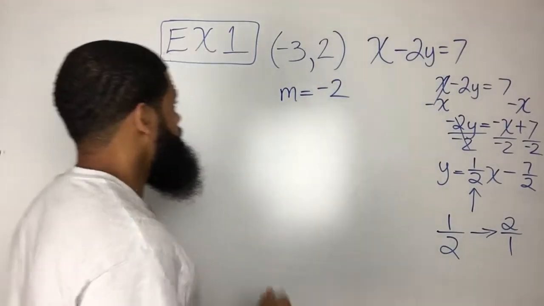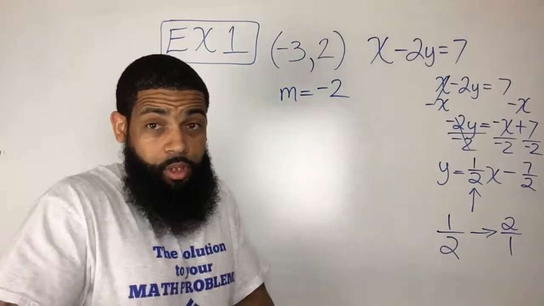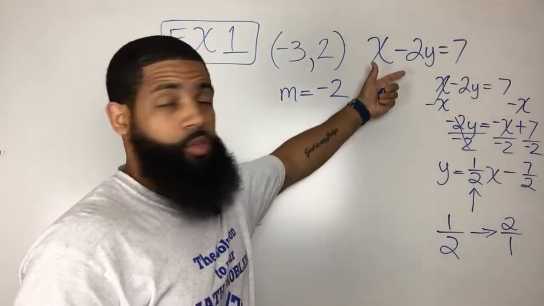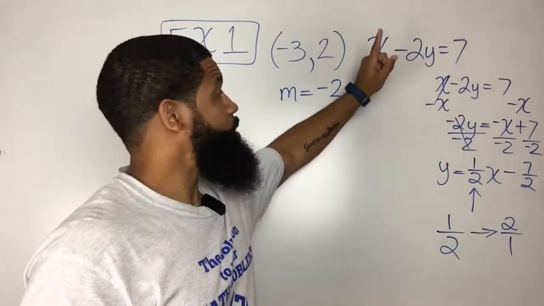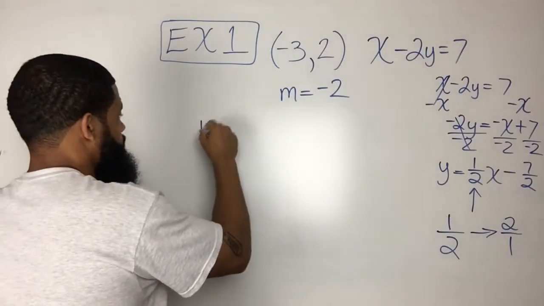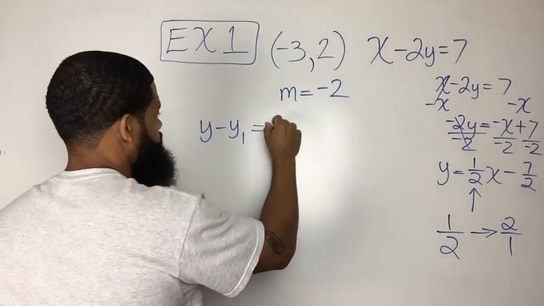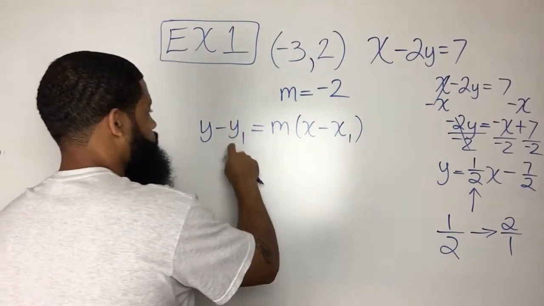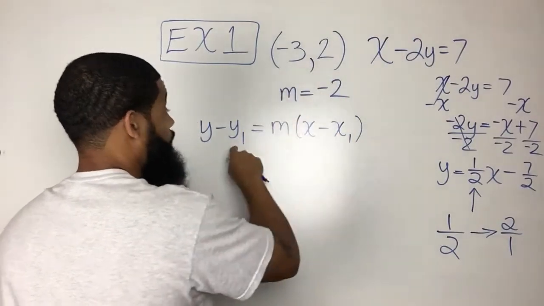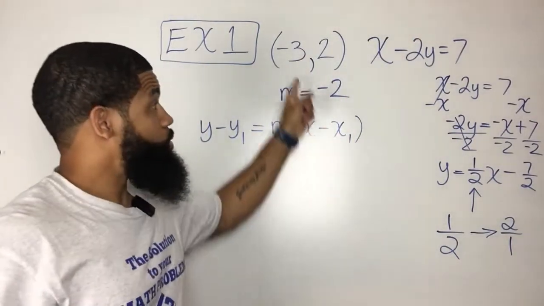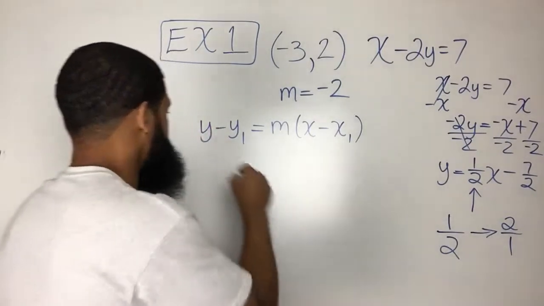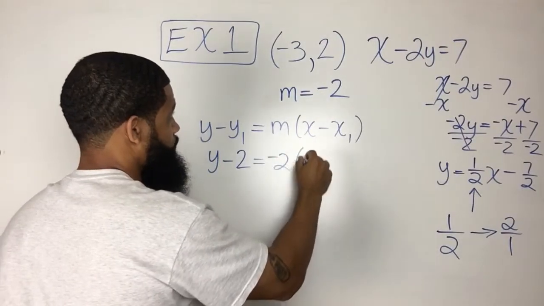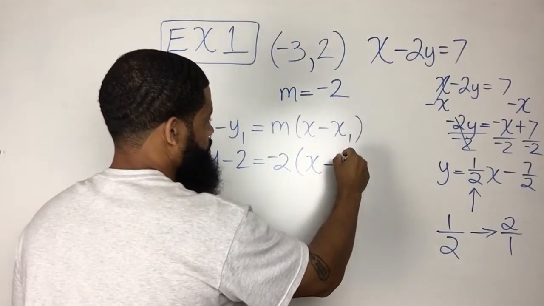Now I can use the point-slope formula because I have the slope, I have a point, and I just need to write the equation of a line in slope-intercept form that's perpendicular to this right here. So I'm going to say y minus y1 equals m times x minus x1. Remember, y1 is the y coordinate and x1 is the x coordinate of the ordered pair that they give us. So y minus 2 equals negative 2 times x minus negative 3.